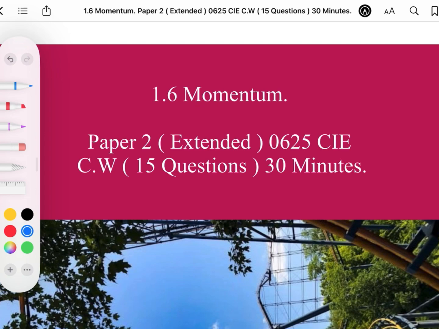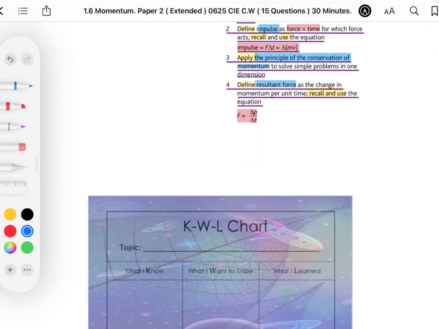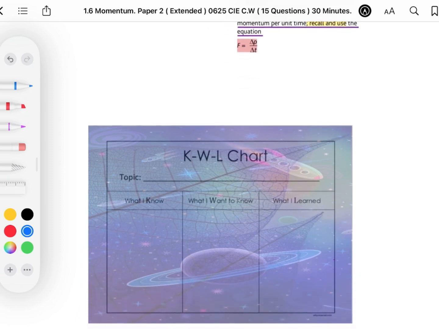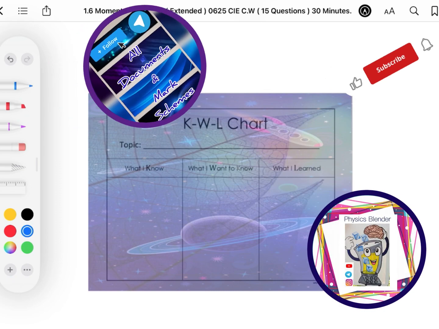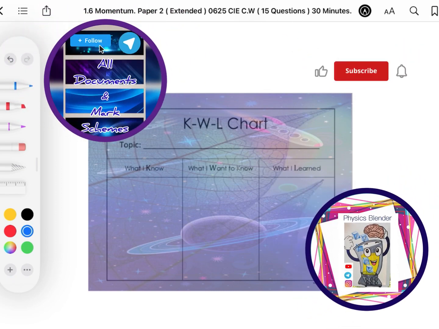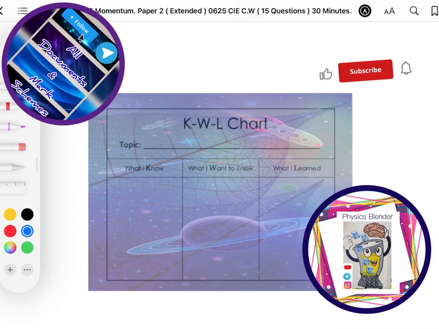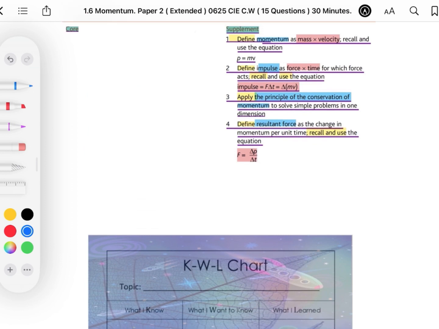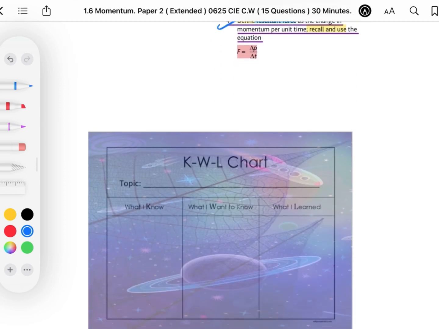You will find notes about momentum. As usual, we will start by KWL chart. You can find all documents, KWL charts, bubble sheets, questions, mark schemes if you join Physics Blender Telegram channel. You can read here for extended candidates what are the main points you have to learn.